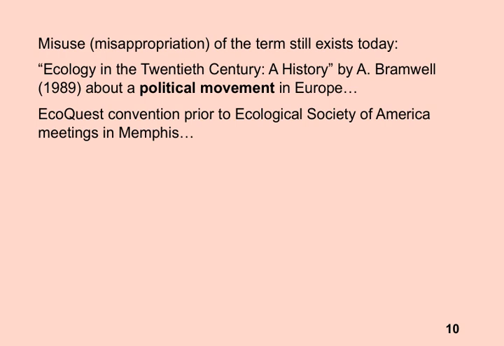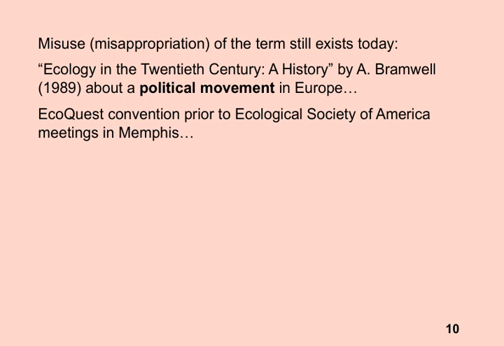For example, in A. Bramwell's book, Ecology in the 20th Century, A History, published in 1989, he discusses how the term was sometimes used to describe political movements in Europe that might not have been strictly ecological in nature. Additionally, before the official formation of the Ecological Society of America, there was an EcoQuest convention held in Memphis, which aimed to promote ecological awareness and collaboration. These examples highlight how the term ecology has sometimes been stretched or misused, which underscores the importance of understanding its true scientific and environmental roots. This ties back to our overall theme of clarifying what ecology truly means and how its proper understanding is vital for meaningful environmental action.